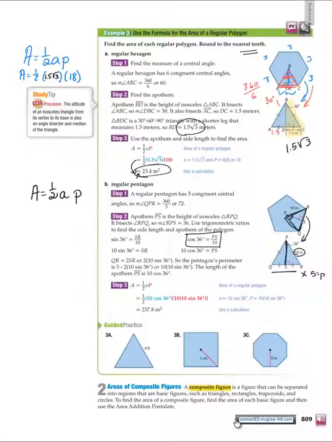So I'm trying to see where they worked it out. Here it is. When I put 10 times the cosine of 36 into my formula, that's going to be my apothem. They didn't give me a specific number. I think I'm going to do that. 10 cosine 36. That's actually 8.09.